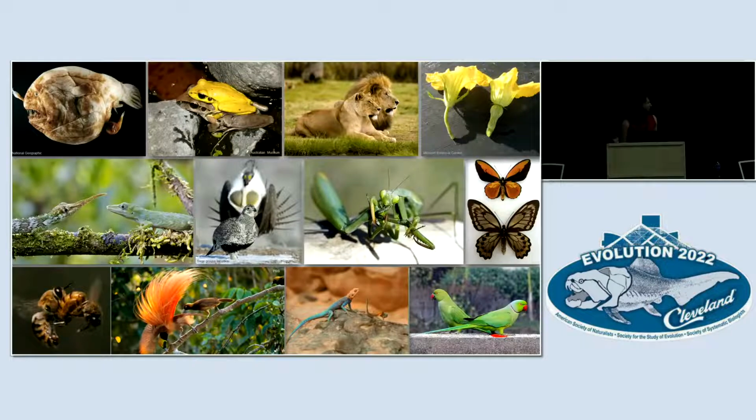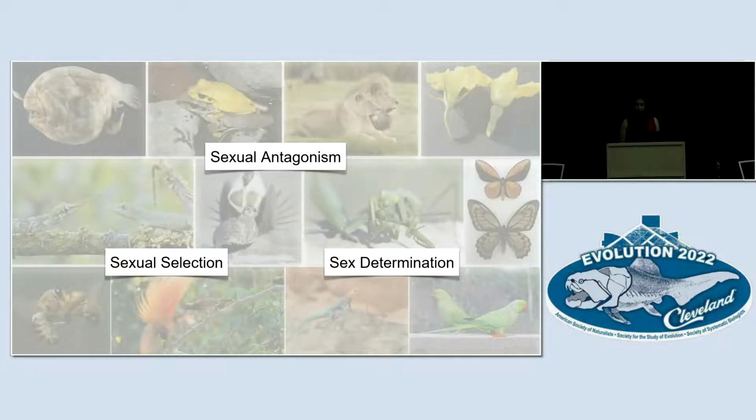So as biologists, we're generally interested in the diversity we see across the tree of life. And one particularly fascinating aspect of that diversity is the diversity we see between the sexes, in traits ranging from morphology to physiology to behavior. My research program seeks to understand the causes and the consequences of this diversity between the sexes, focusing on three key evolutionary phenomena.